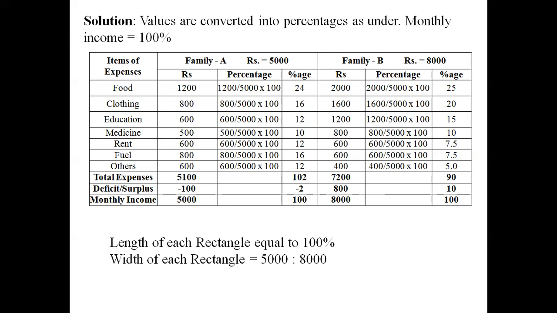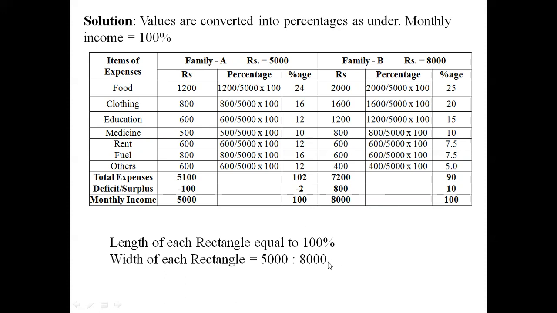8,000. For 8,000, we have to express the percent here. 2,000 divided by 8,000 into 100, that is 25%, 20%, 15%, 10%, 7.5%, 7.5%, 5%. Total expenditure is equal to 90%, 10% is savings, 100% is equal to bar length. So the length of each rectangle is equal to 100. There is no variation in the length, but here we have to show the 2% negative.